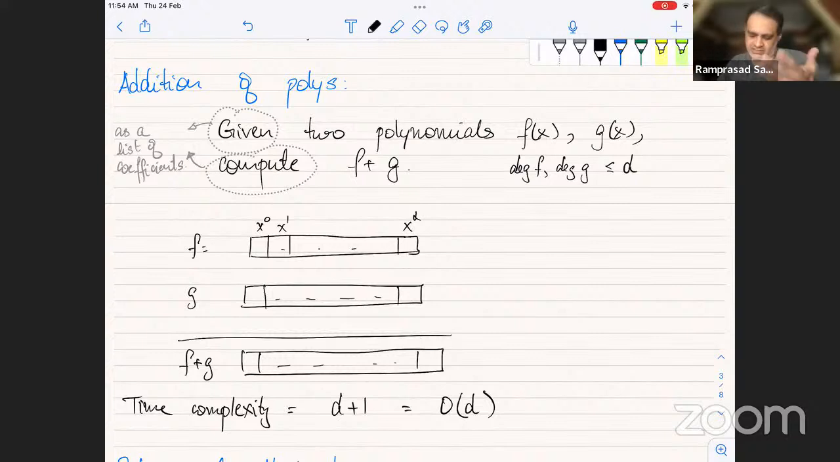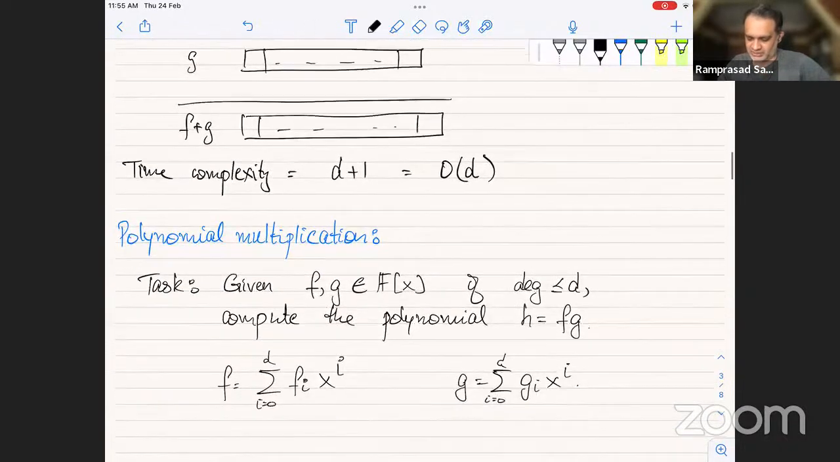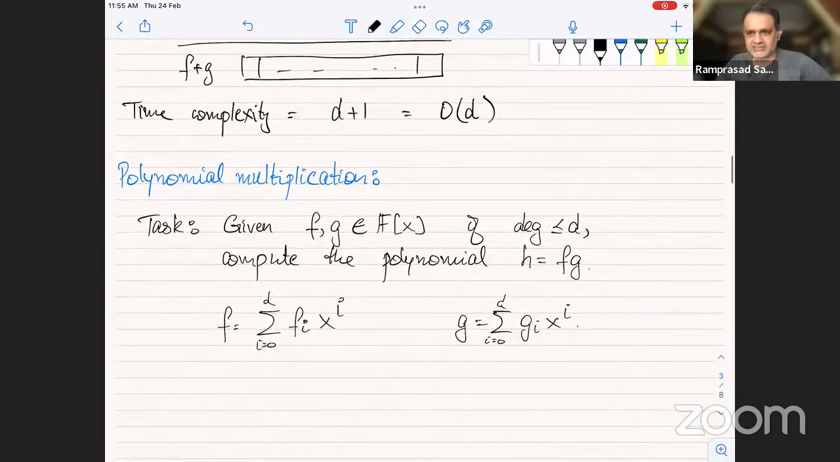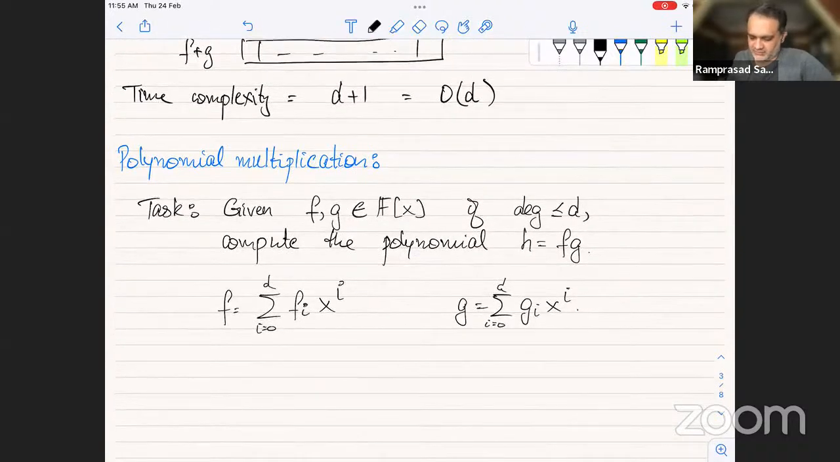Okay, and now let's do the next silliest example, which is to compute polynomial multiplication. Now the task is again very simple. You are given f and g, again as a list of coefficients, and you are told that the degree is at most d. Let's say that's an upper bound that we have. And now I want to compute the polynomial fg. I want to know how many field operations it would take.